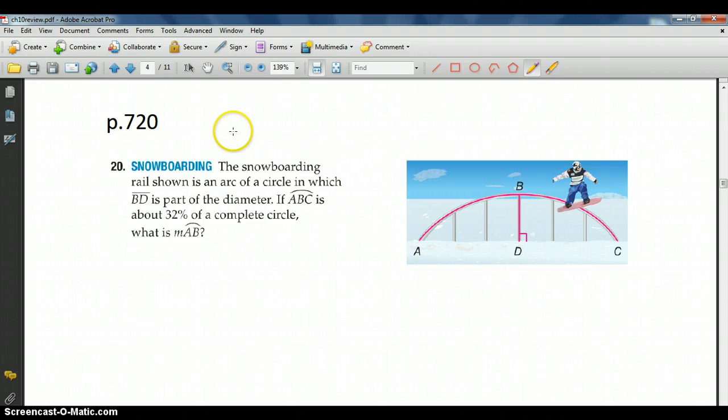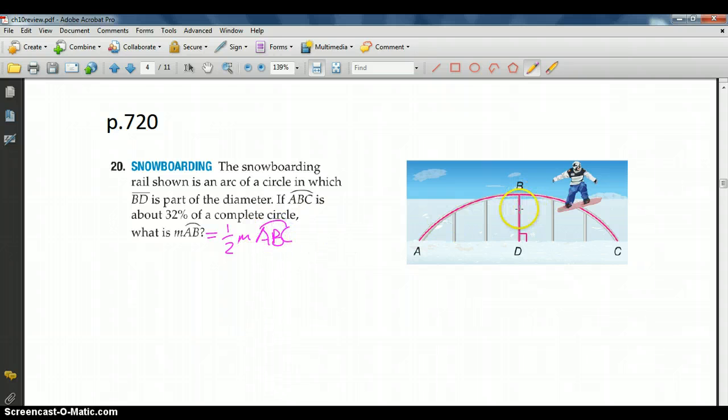Next we have number 20 from page 720. The snowboarding rail shown is an arc of a circle in which BD is part of the diameter. If arc ABC is about 32% of the complete circle, what is the measure of arc AB? So to figure the measure of arc AB, first we have to find the measure of arc ABC. Once we have that, the measure of arc AB will be equal to half of ABC.